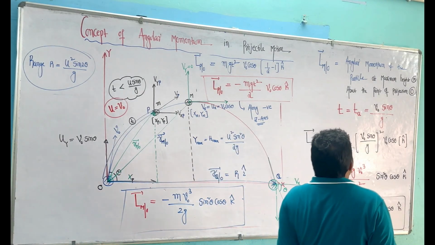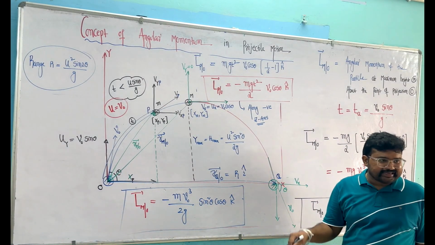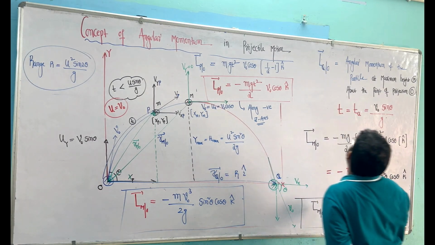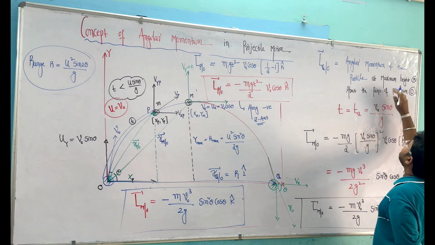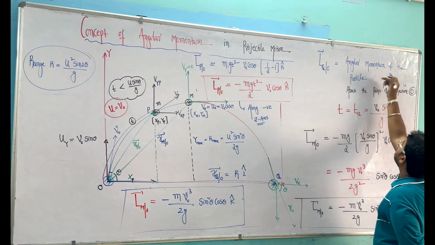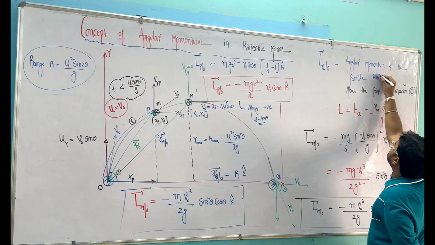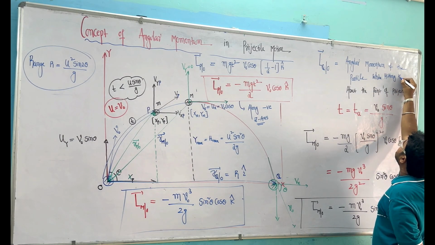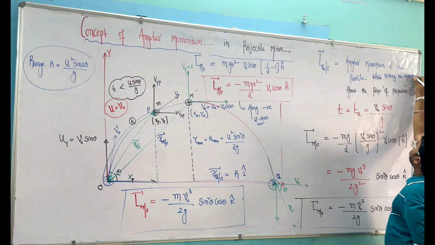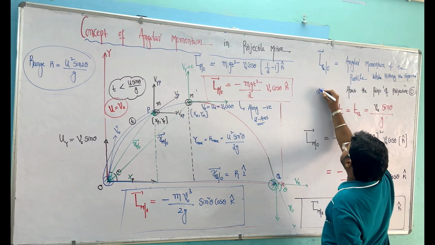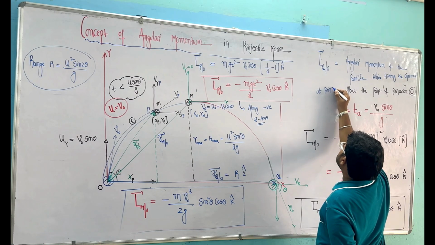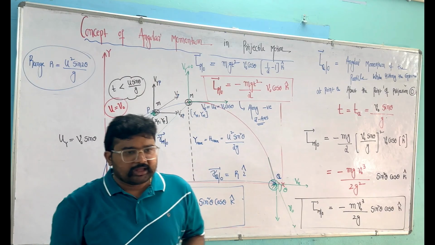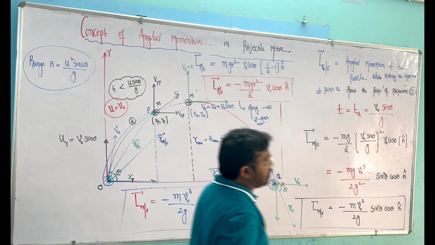How to get angular momentum of the particle while hitting the ground? That is at point Q, about point of projection O. Then what you will get?